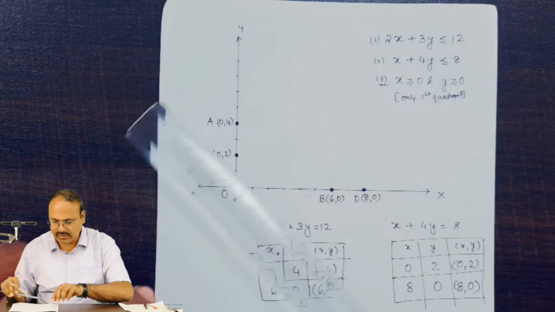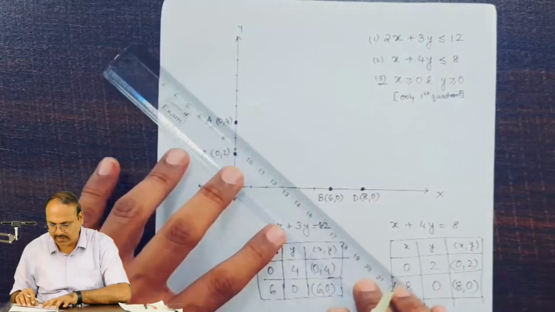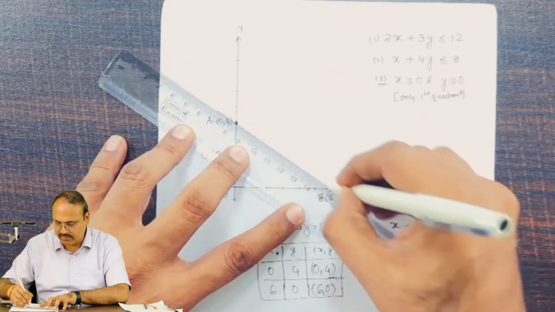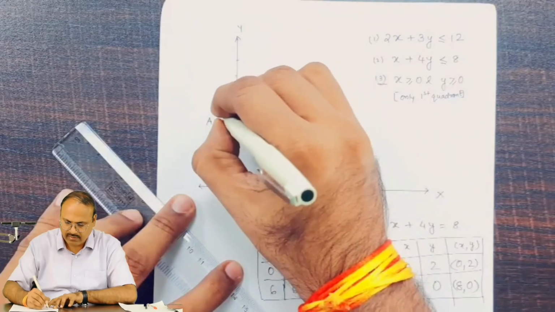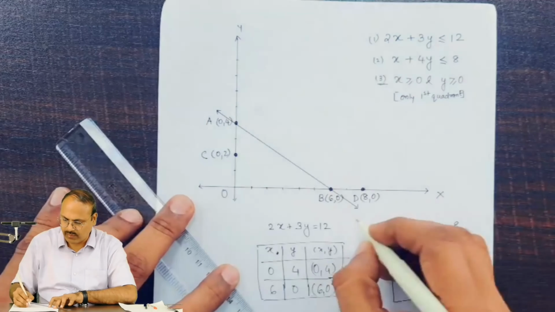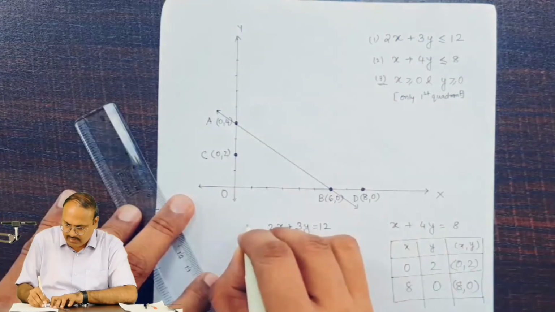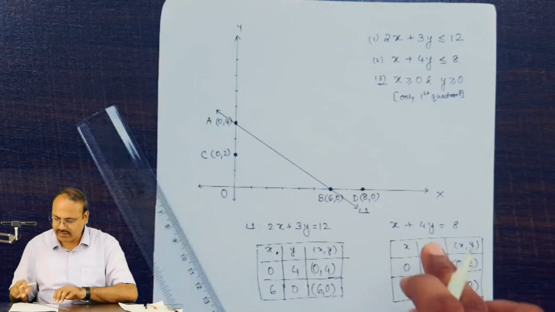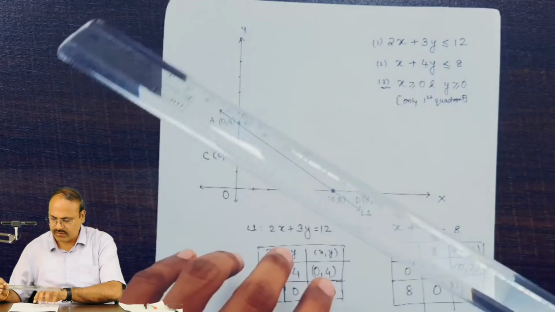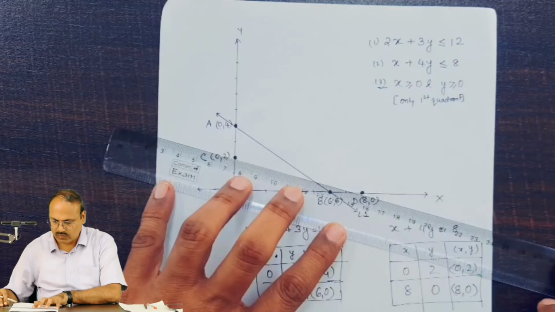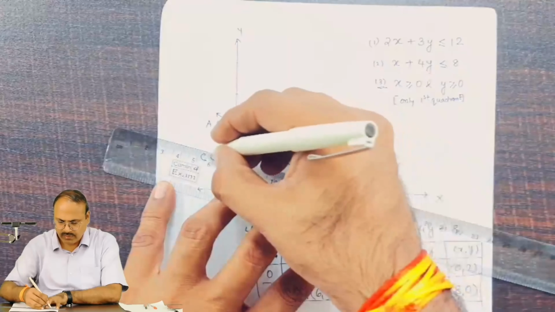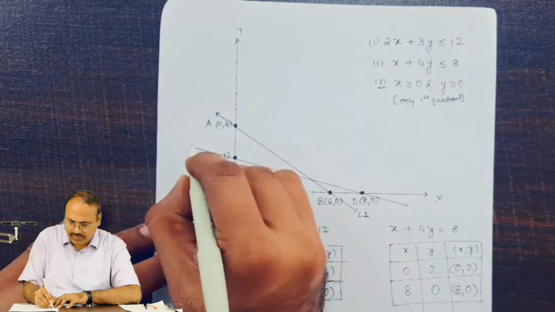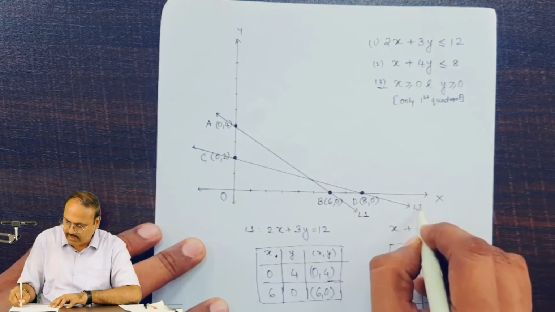So 0, 4 and 6, 0, that is what we have to connect. 0, 4 connected with 6, 0 is the line representing 2x plus 3y equal to 12. Let us call this line L1. I'll just write it down like this, L1. And we have x plus 4y equal to 8, where we have to join 0, 2 and 8, 0. So this is 0, 2 and 8, 0. Let us draw a line passing through these two. We have this as L2.